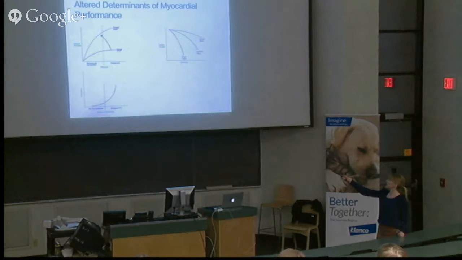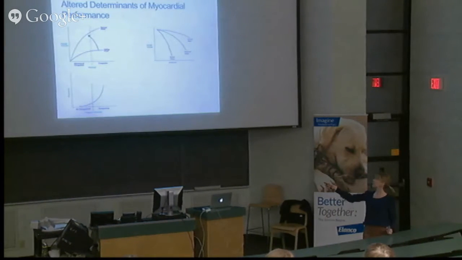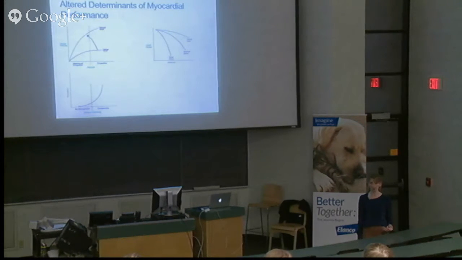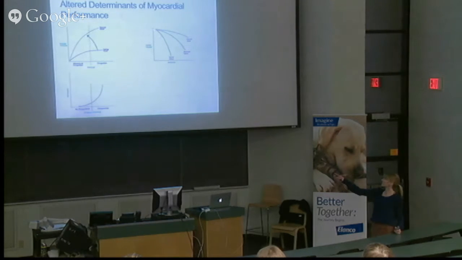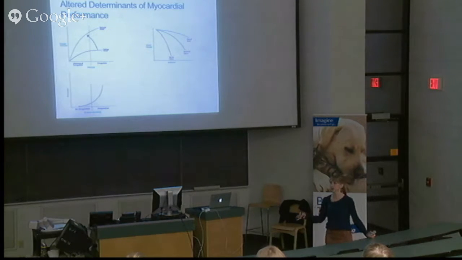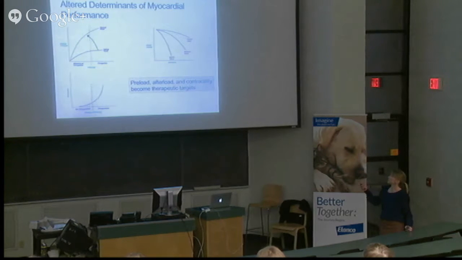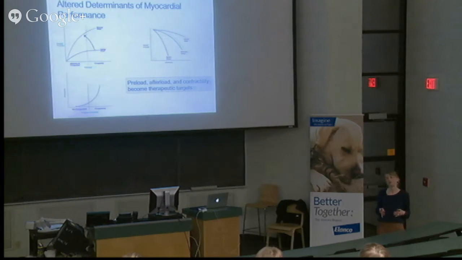As afterload goes up, or as resistance goes up, stroke volume goes down. So cardiac output goes down with increased resistance, even in a normal heart. And look how precipitously those curves fall off in failing hearts. So increases in afterload are really deleterious to failing hearts, and they have difficulty pumping against that resistance. So we target afterload. And so preload, afterload, and contractility become our therapeutic targets.